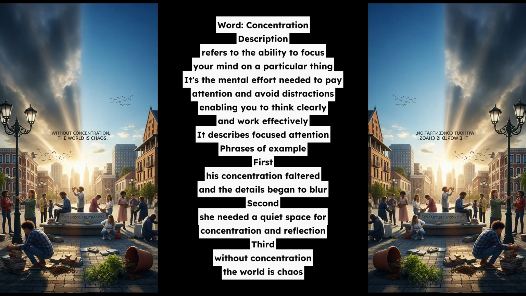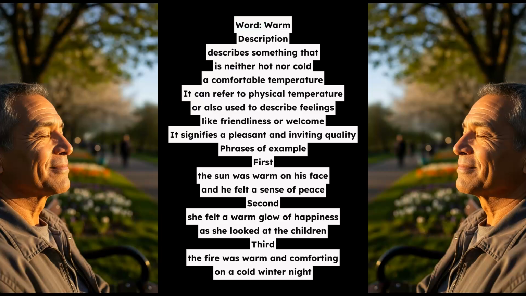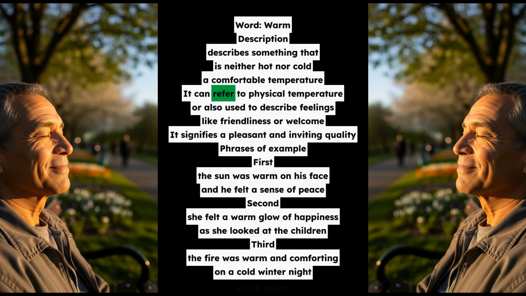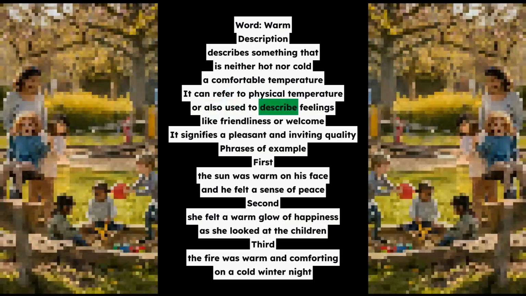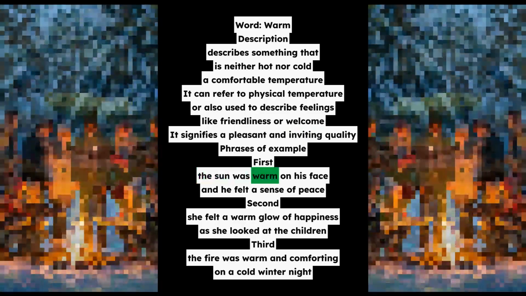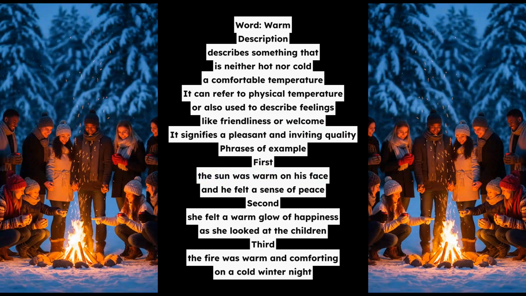Phrases of example. First, the sun was warm on his face, and he felt a sense of peace. Second, she felt a warm glow of happiness as she looked at the children. Third, the fire was warm and comforting on a cold winter night. Word, somebody. Description: refers to a person or people, but the specific identity is unknown. It's a nonspecific term to indicate the existence of at least one person. Use it when you don't know who you're talking about.